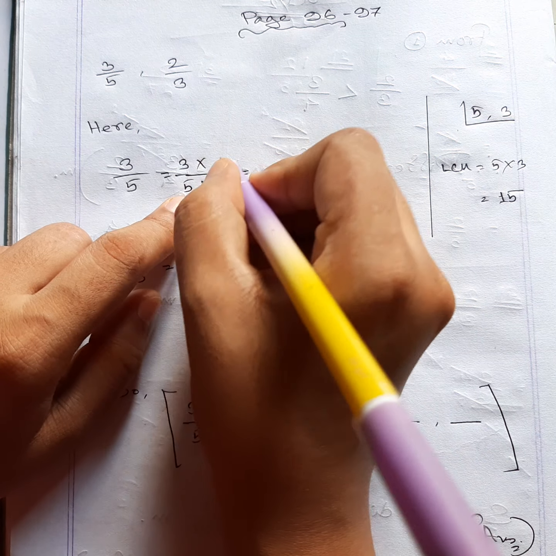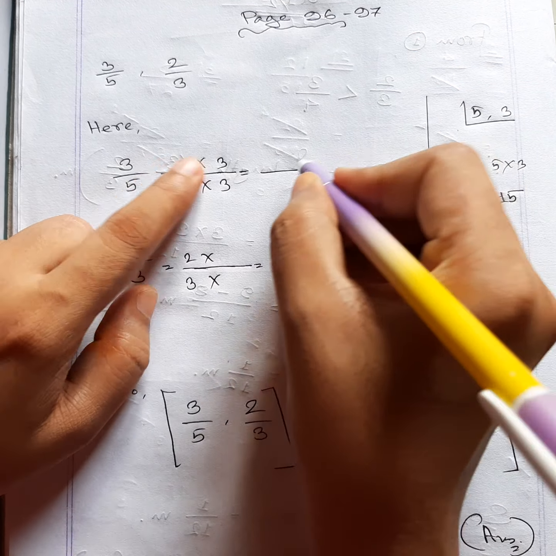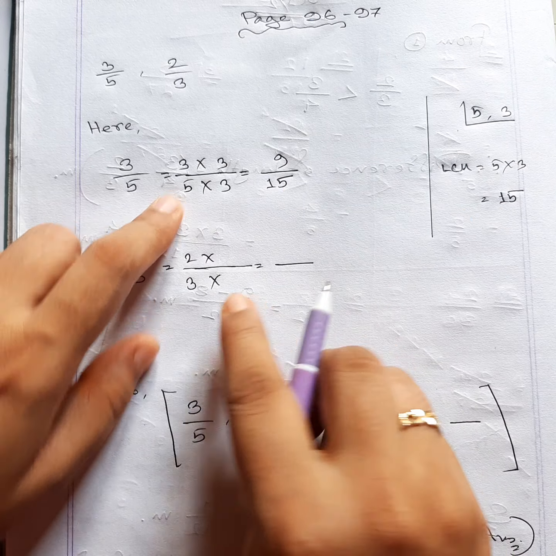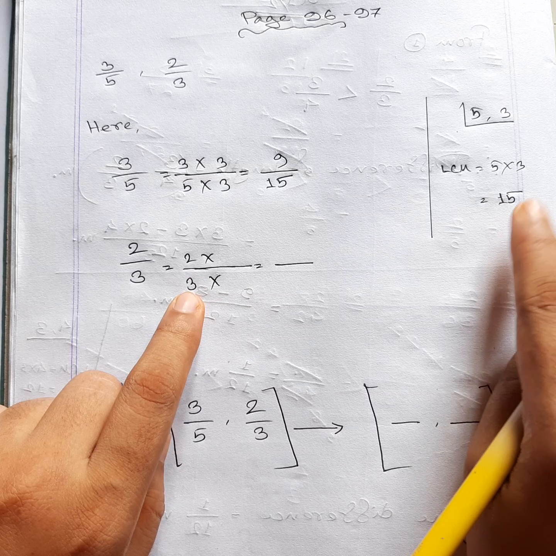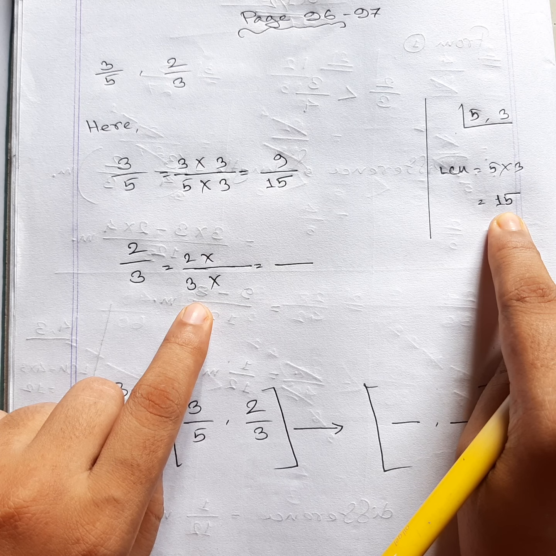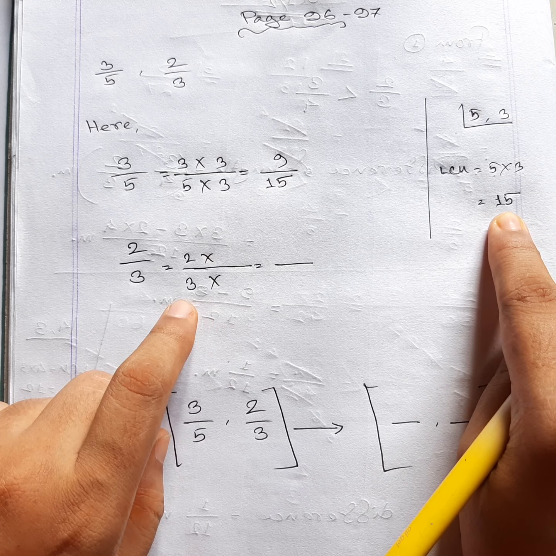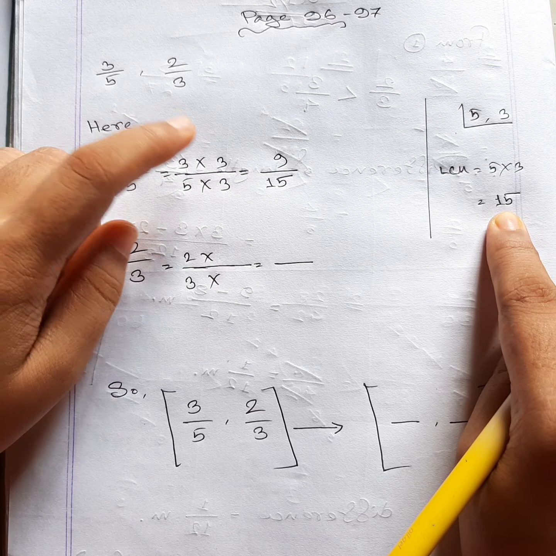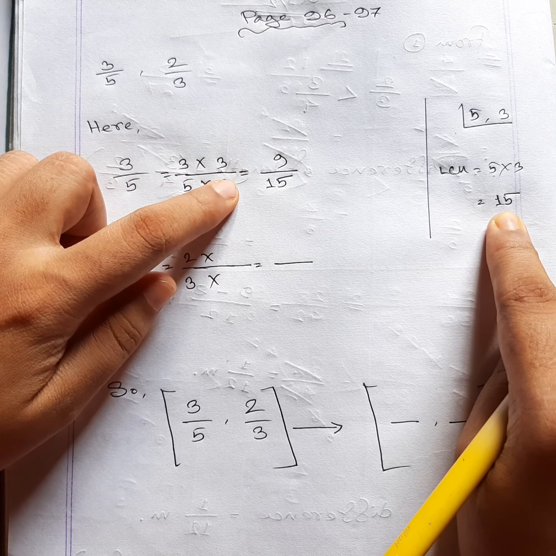Now we are going to multiply 3 with this one and that one. 3 3s are 9 and 5 3s are 15. Again we are going to divide our LCM with the denominator, just exactly like the addition and subtraction part, but here there's a little bit of difference. In addition and subtraction we don't multiply with the numerator and denominator both. Here we multiply with both because we need 15 as a denominator.